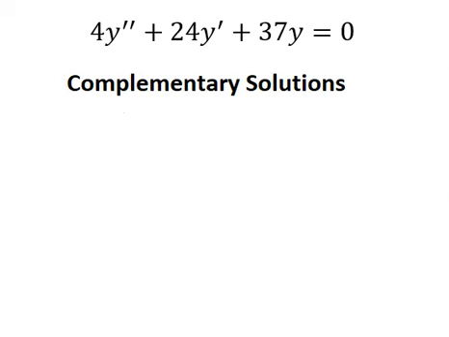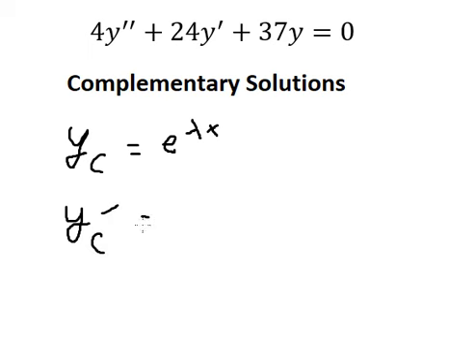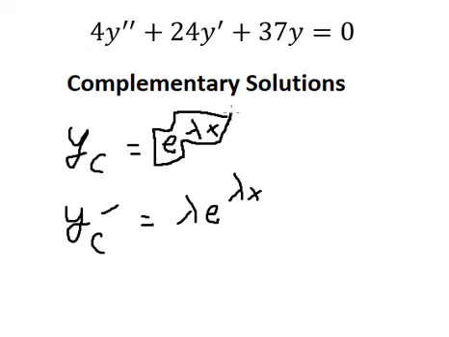So I will put yc equals e to the power of lambda s. Later, we need to do first the derivative of yc, and we have lambda e to the power of lambda s. We keep the same e to the power of lambda s. Then we need to do the first derivative of lambda s.